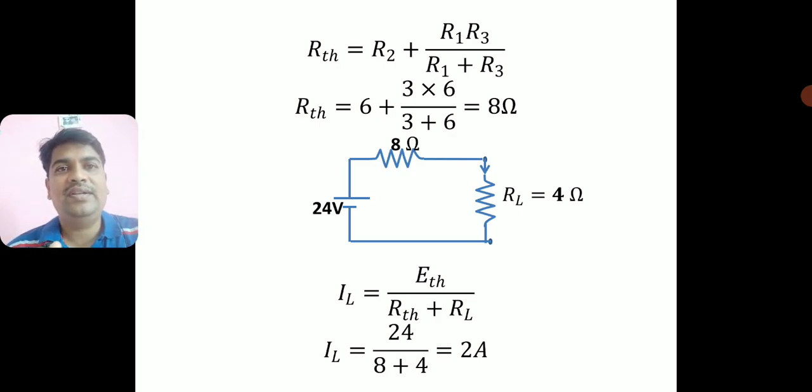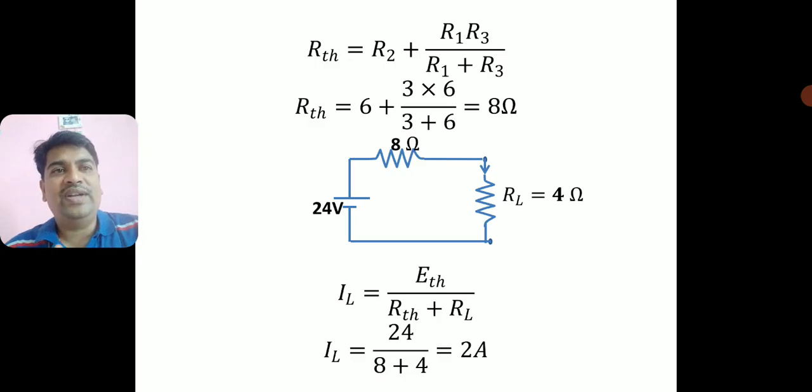Okay, I have done this VTH, which is 24 volts, and I have done this RTH, which is 8 ohm. Now what I'll do is I will convert that complex network into this simple network with only one battery, which is called VTH, and only one resistance, which is called RTH. So VTH is 24 volts, which I just calculated, and RTH is 8 ohm, that is also calculated.